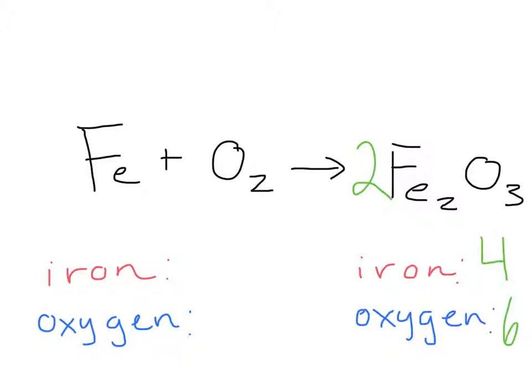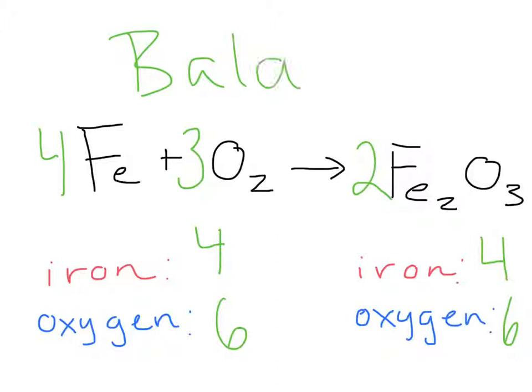So now it's pretty easy to see that if we place a 4 in front of the iron in the reactants, and a 3 in front of the oxygen in the reactants, we will have 4 irons and 6 oxygens in both the reactants and the products, meaning that this equation is balanced.